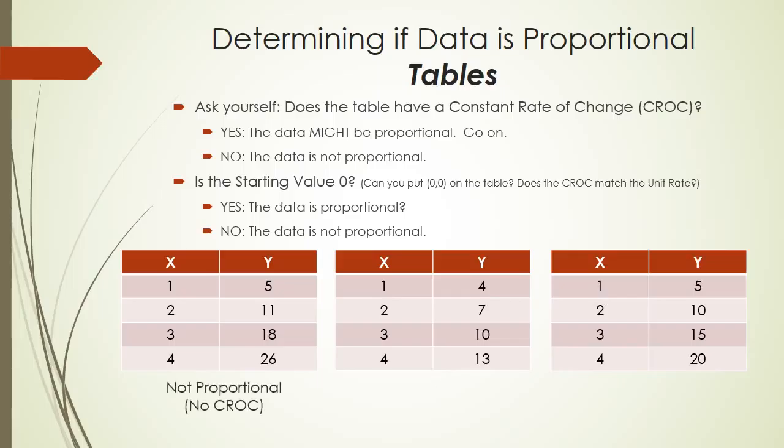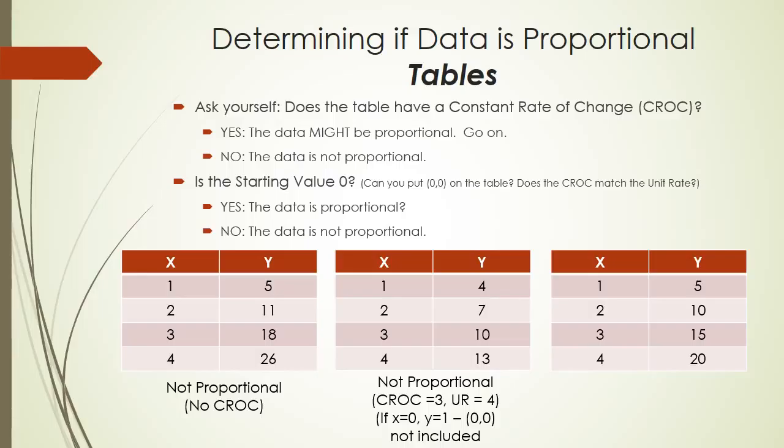Okay, our first one here on the left is not going to be proportional. There is no constant rate of change. I'm increasing the y's by 6, 7, 8, so there's no constant rate of change. Our middle table is not proportional. I have a CROC. Every time x increases by 1, y is increasing by 3.